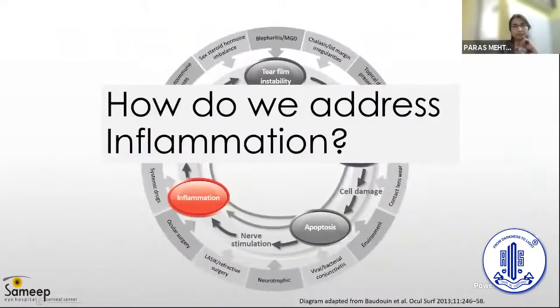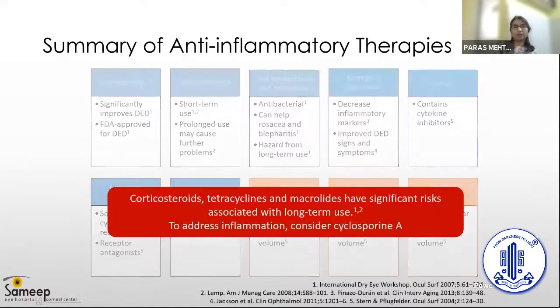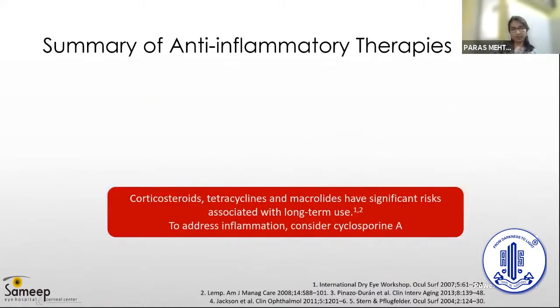Next, please. So the question is, how do we address inflammation? A variety of options are available. One is cyclosporine A, corticosteroids, oral tetracyclines and macrolides, omega-3 fatty acids, dietary modifications, autologous serum, cytokine inhibitors, TNF alpha inhibitors, and artificial tears. They also, to a certain extent, act as anti-inflammatory because they would wash away the cytokines on the surface, along with tear substitutes and punctal occlusions. We will be focusing on corticosteroids and cyclosporine.